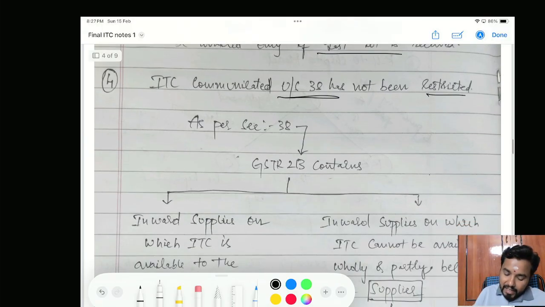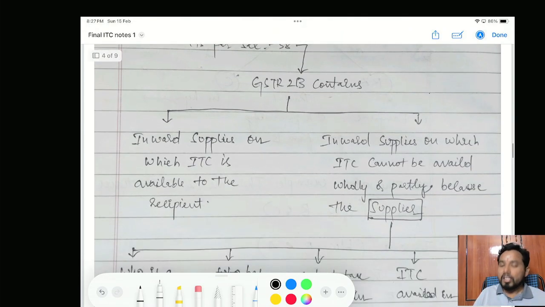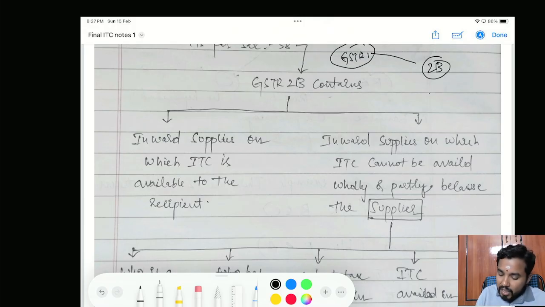Next one, ITC communicated under section 38 has not been restricted. If you observe here, GSTR 2B consists of whatever ITC you are eligible for. The supplier will file GSTR 1. Based on the GSTR 1 filed by the supplier, GSTR 2B will be generated. In GSTR 2B, the total ITC will be there.